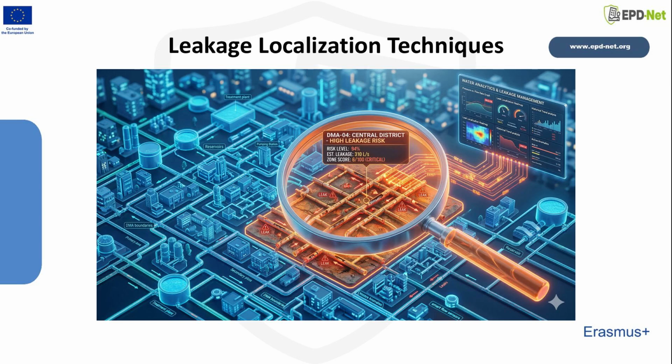Leakage localization supports field investigations by guiding inspection teams toward high-risk sections of the network. By reducing the size of the area that needs to be examined, utilities can save time and resources while improving the effectiveness of leak detection activities.